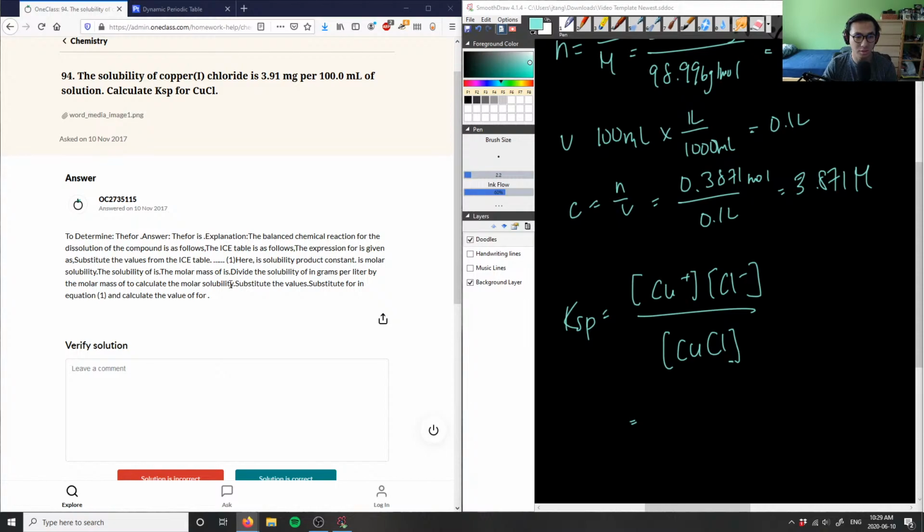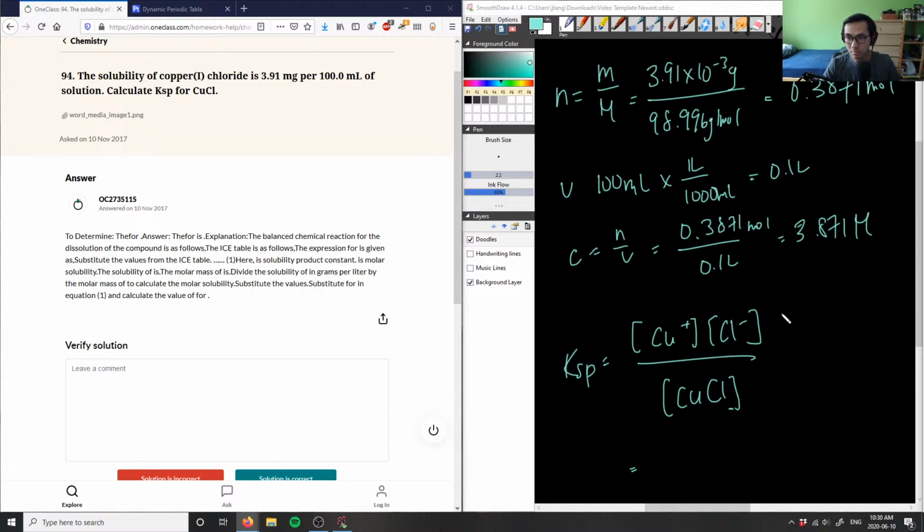So as you can see, this solution here is incomplete. They wrote out a balanced chemical equation, but I don't think they calculated anything else for this problem here. But that's about it for this problem. Let me just see if I can solve for this guy here.